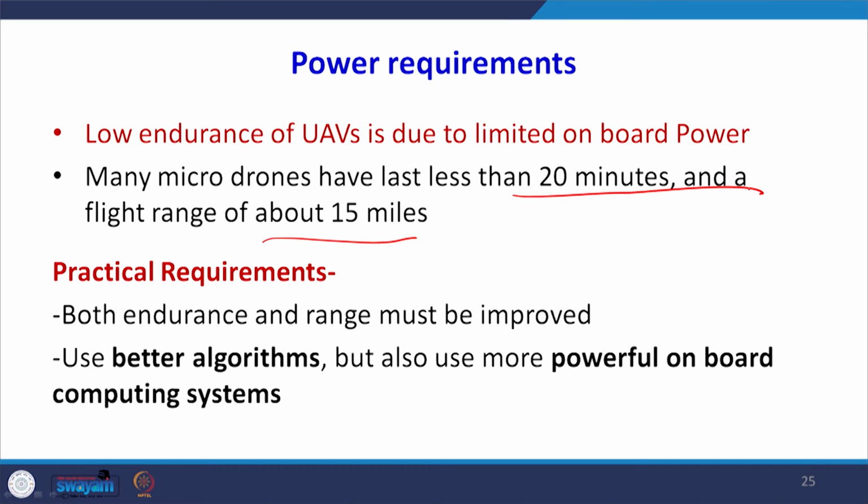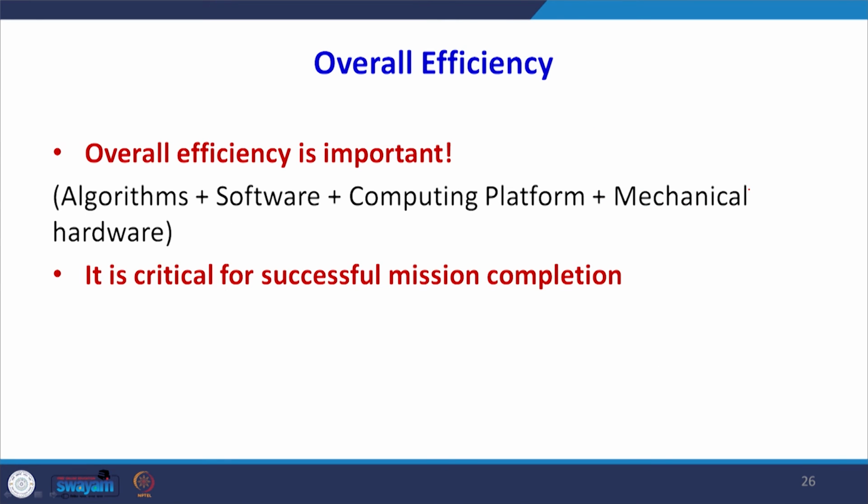So, the practical requirement is that our endurance and range must be improved. Right now, we do not have great range and great endurance. For improving that, we require some kind of a battery which can last much longer. We need better algorithms, but also powerful onboard computing systems, which can calculate real time data at the same time when it is collected by the drone.